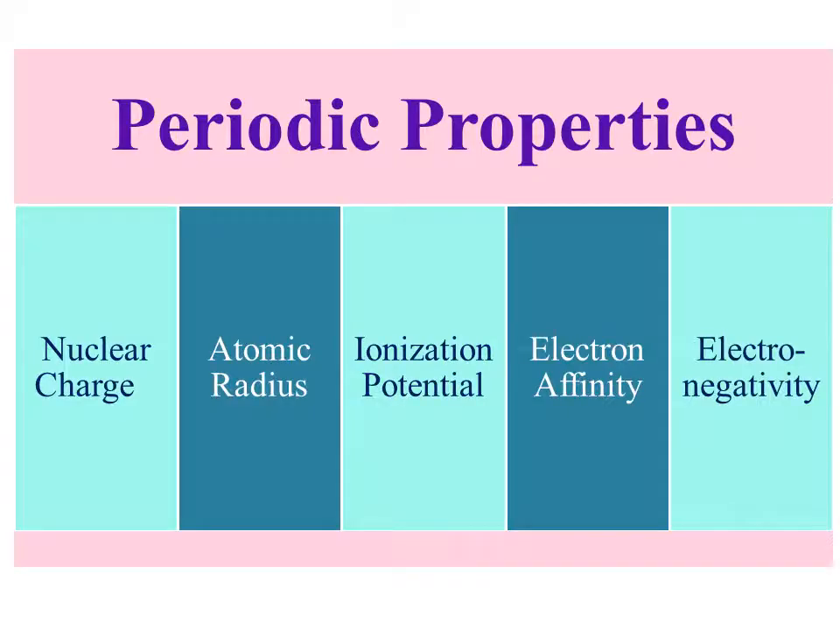We have periodic properties, and over here these properties are listed: the nuclear charge, atomic radius, ionization potential, electron affinity, electronegativity. All these properties we have already discussed. I shouldn't say discussed, rather, you must be knowing about these properties. Periodic properties are very important, and the variation of these properties along the period, down the group, or up the group, so group-wise and period-wise analysis has already been done earlier.